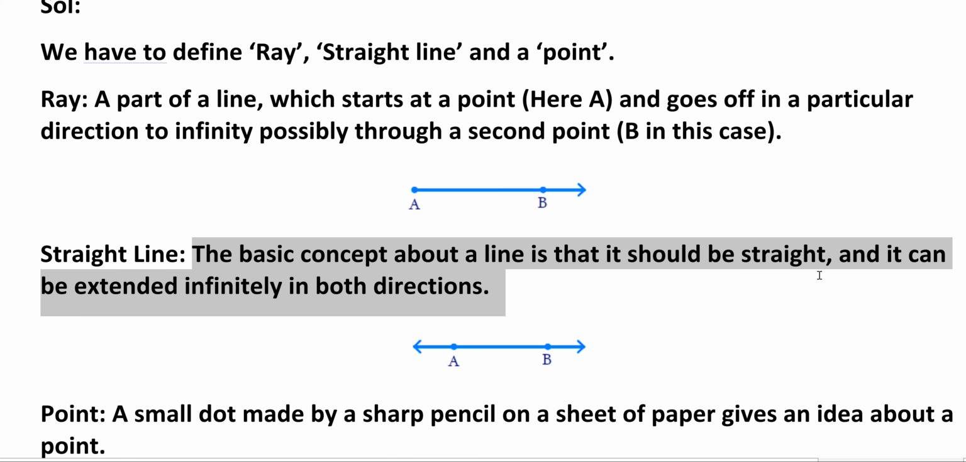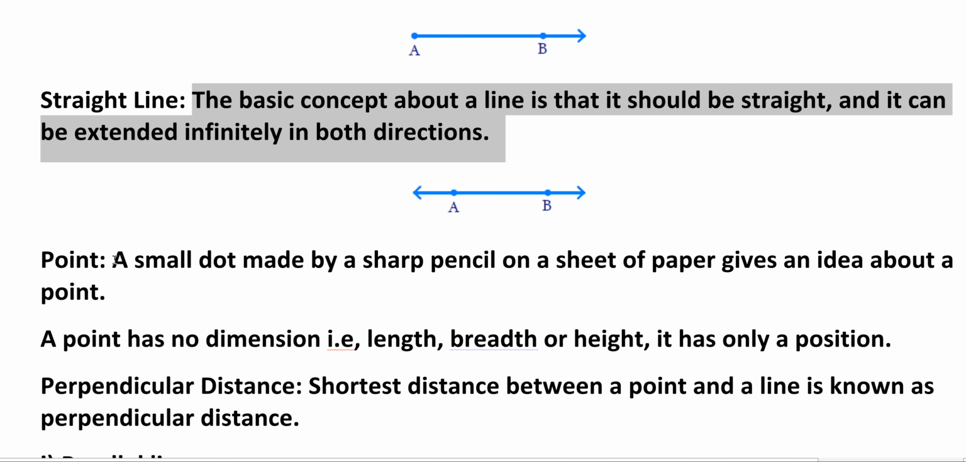And it can be extended infinitely in both directions. A ray will be passing in one direction, and a straight line will be passing in both directions. Here the arrow marks are given on both ends; here only A to B, here B to A also, A to B also, the straight line will be going.